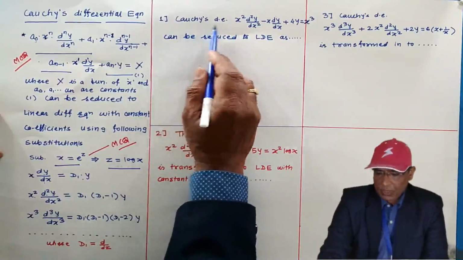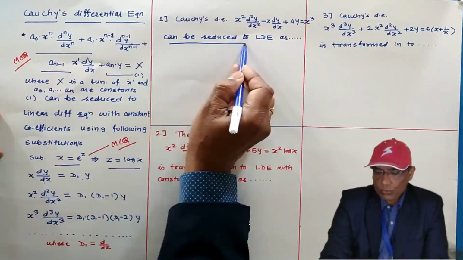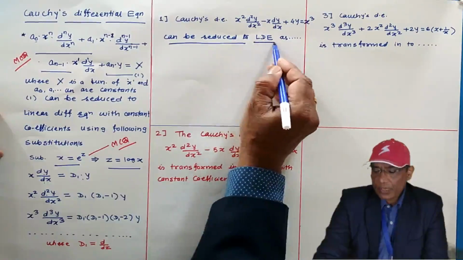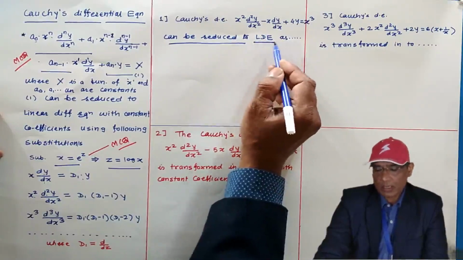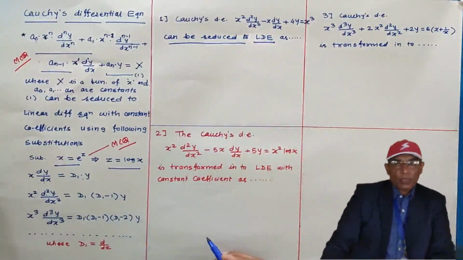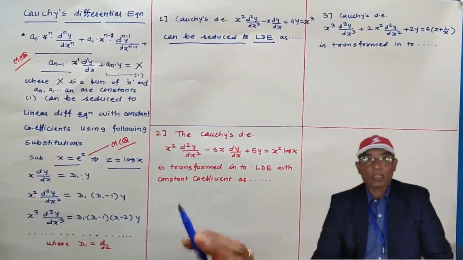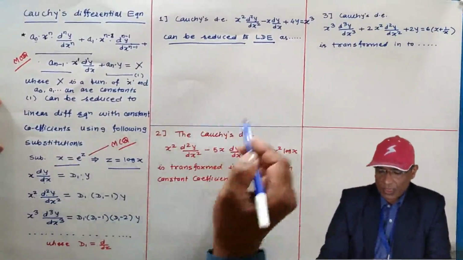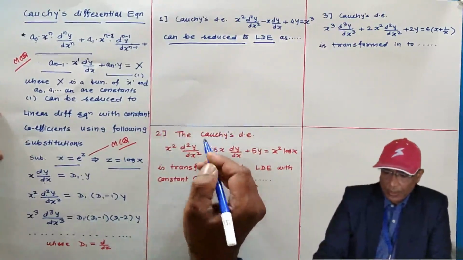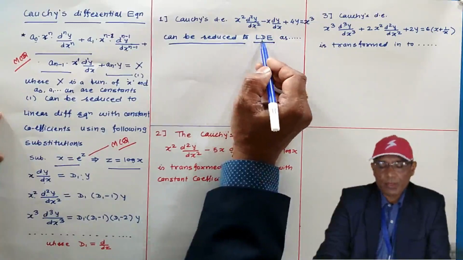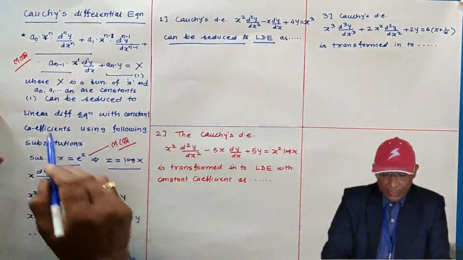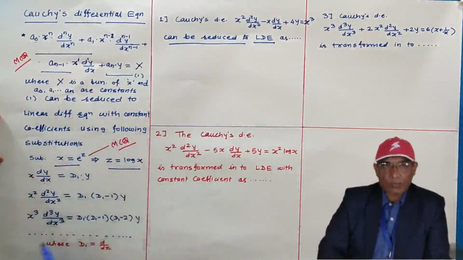What is the question? Cauchy's differential equation can be reduced to linear differential equation with constant coefficient as... Four options are given to you, but those options I have not written to minimize the space. See, how to reduce this into linear differential equation? Cauchy's differential equations are reduced to linear differential equation. Here I have written using this substitution.